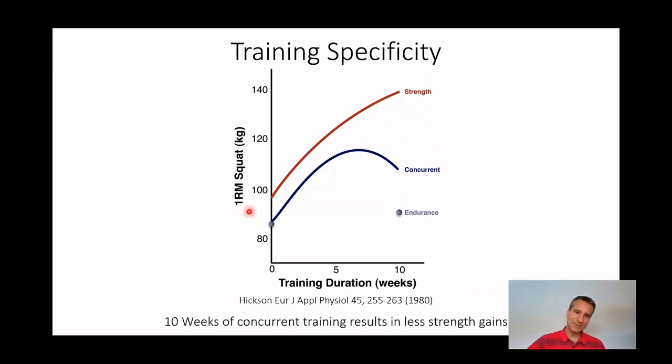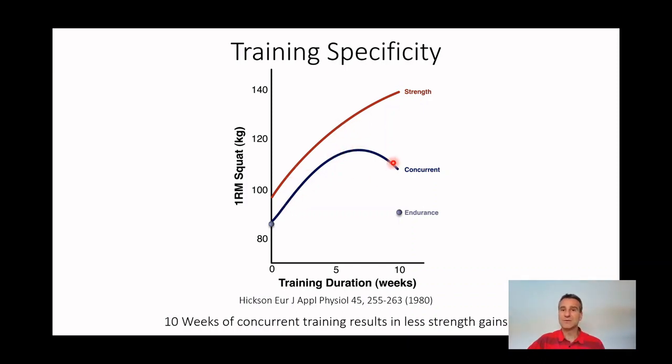And what you can see is if you look at the 1 rep max squat, the endurance training did very little to improve squat function. You're not surprised there. The strength training did a really nice job of increasing strength. You're going up almost 45 kilos in strength. The concurrent training group is going up really, really well.